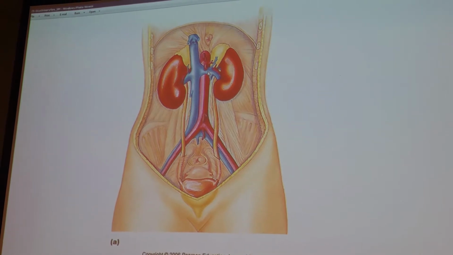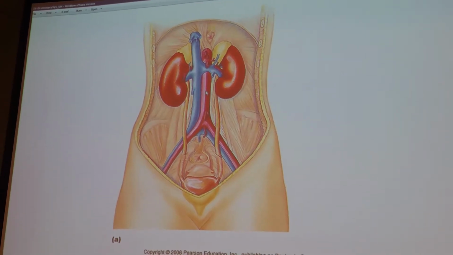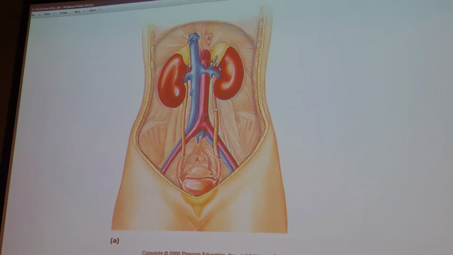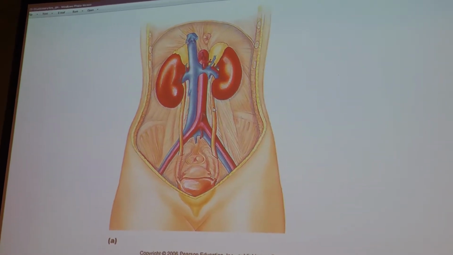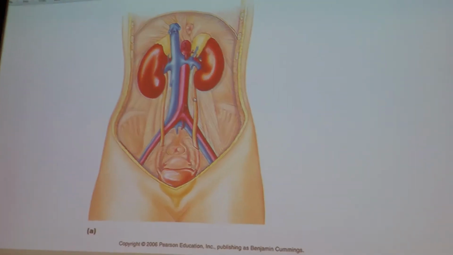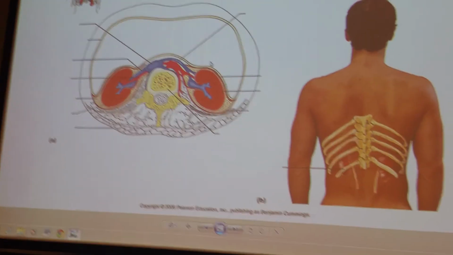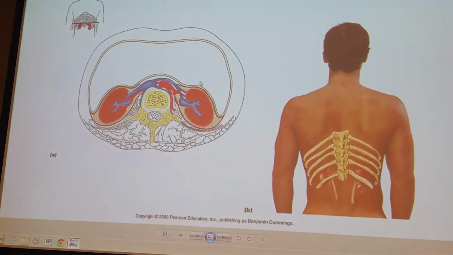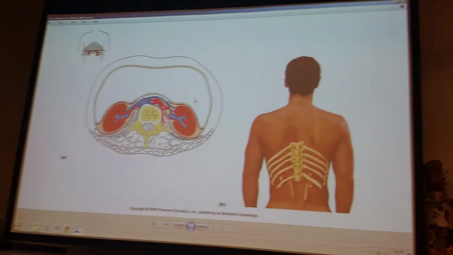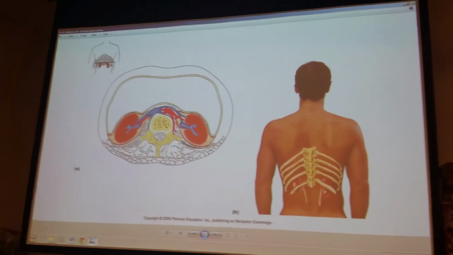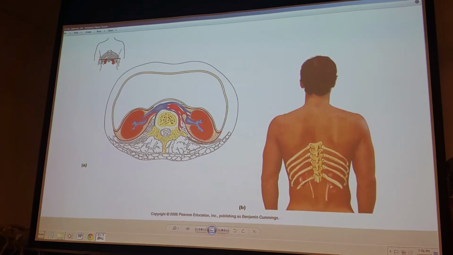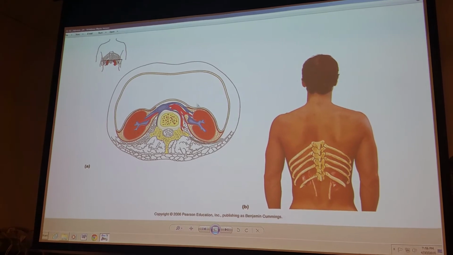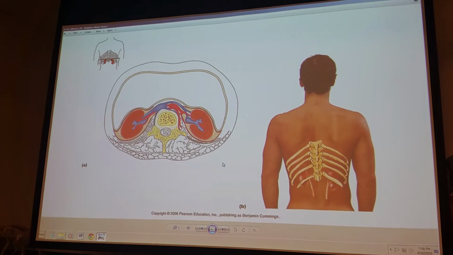Vein. What's this blood vessel here? The aorta. What's this structure? Ureter. Now, what's this membrane here that the kidneys are behind? That's the peritoneum. Remember, kidneys are retroperitoneal.